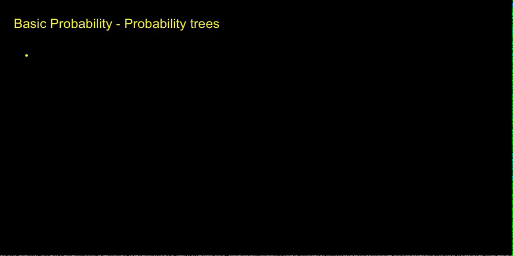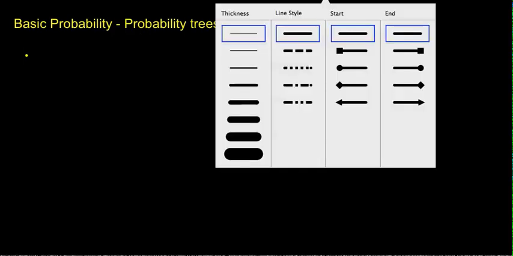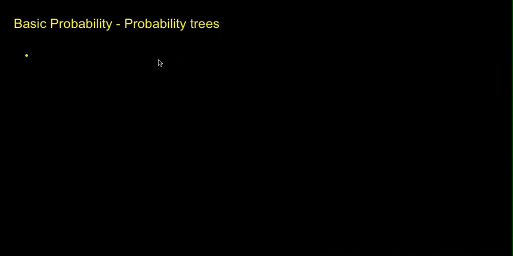Okay, in this video I'm going to be explaining very briefly about something called probability trees. A probability tree is basically a way of working out the probability mathematically, so calculating the likelihood of an event happening.